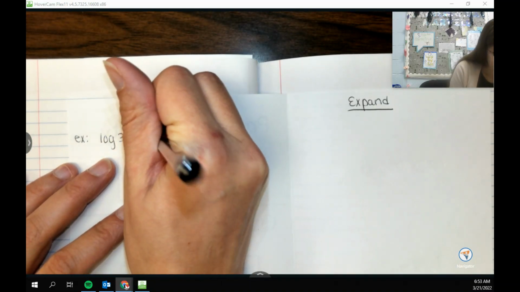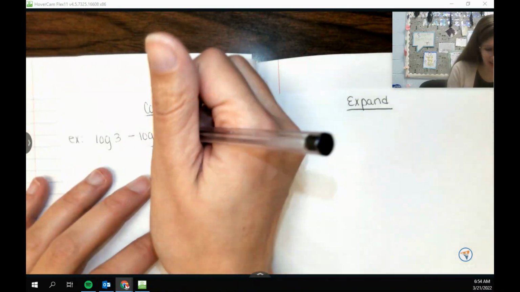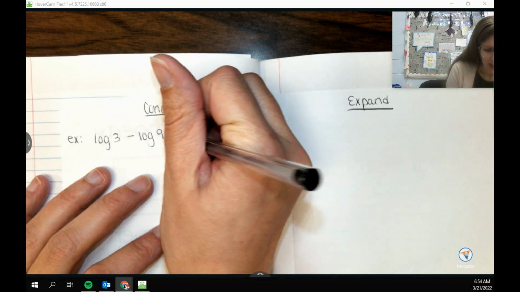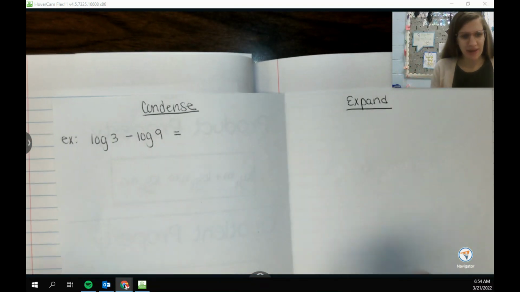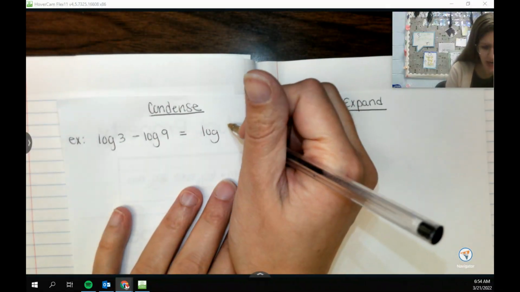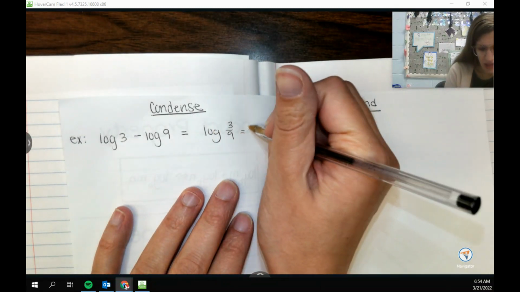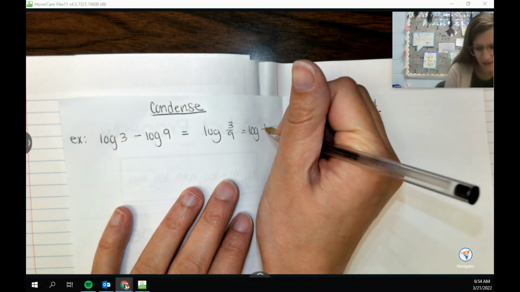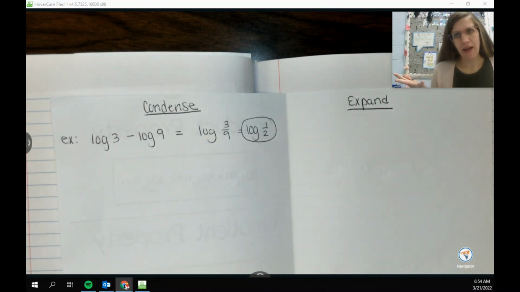If I had something simple like log base 10 of 3 minus log base 10 of 9, then, okay, so I'm starting with lots of logarithms. We want to smush it down to 1. This is a pretty basic one because it only uses 1 property. We just have 2 numbers being subtracted. So I'm going to change it to division, which then I could simplify to be log base 10 of a third. So we might do it that way.